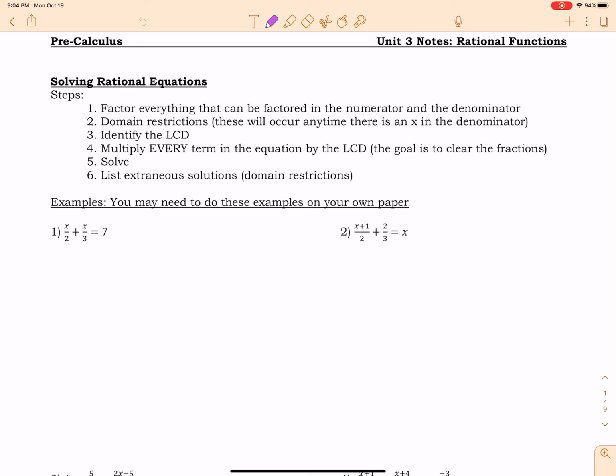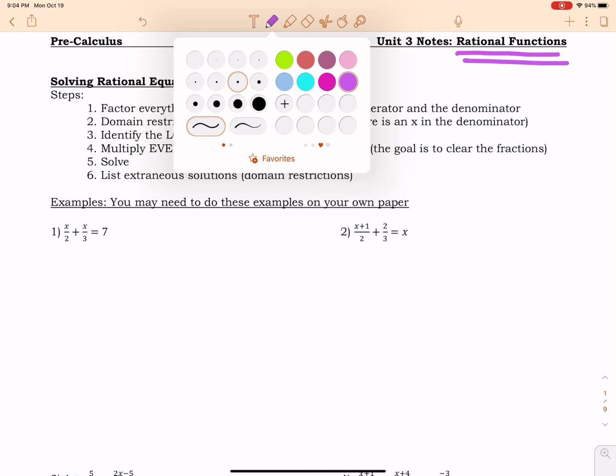All right, pre-cal, we are starting Unit 3. What's Unit 3? Rational functions. Yay! The fun never ends. Okay, so what are we going to look at first?